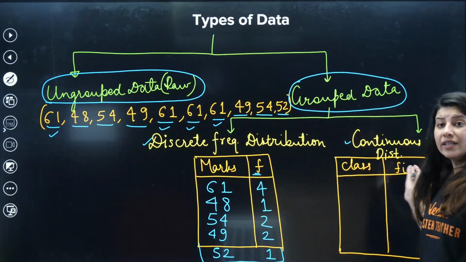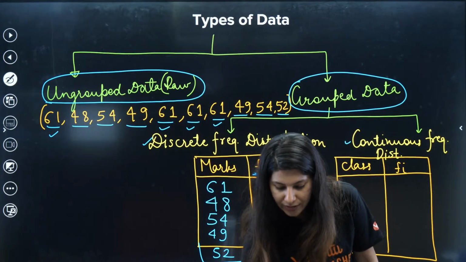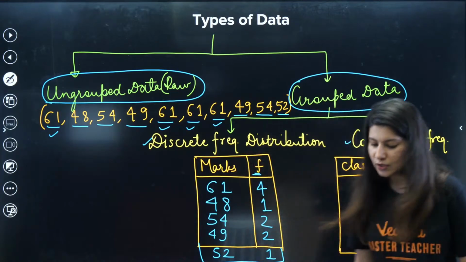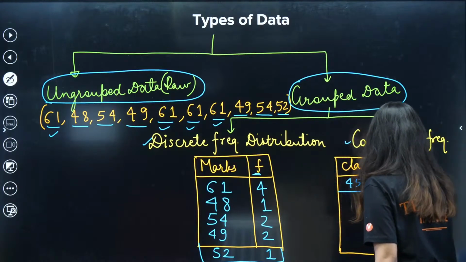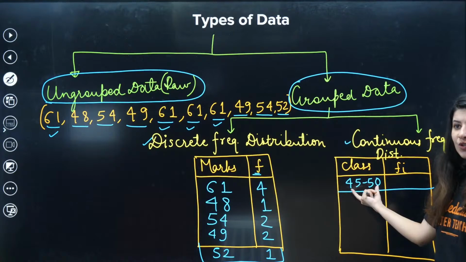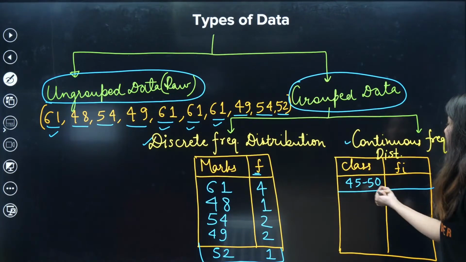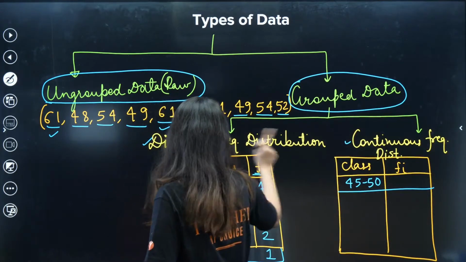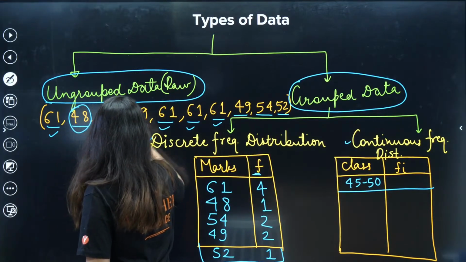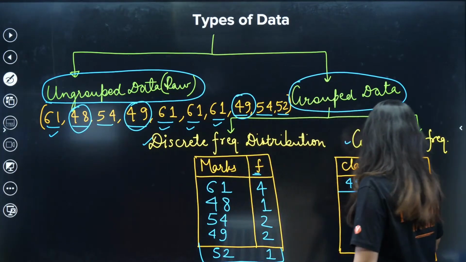Okay. Now what about continuous frequency? For continuous frequency, what you need to do is group the data. Yes, you need to group the data. Starting from 45 to 50, you need to define a range, 45 to 50 marks. In this range, how many students are falling? So 48, this is 1, 2, 3. 3 students are in this range, right?